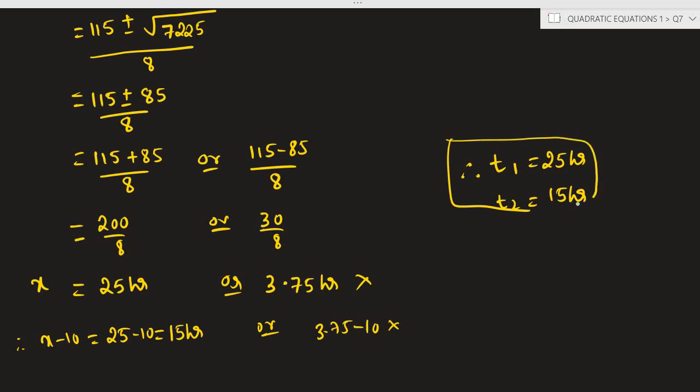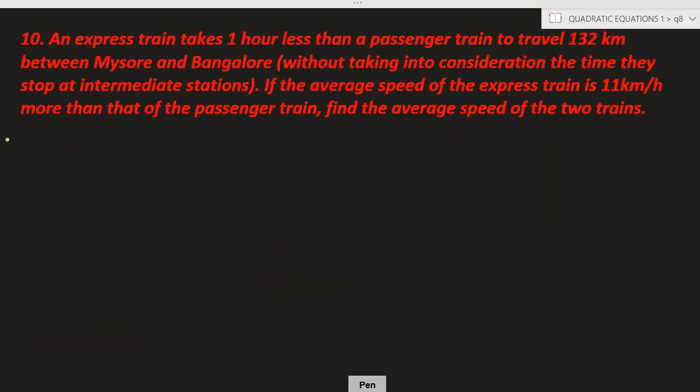Let us go for the next question now. An express train takes 1 hour less than a passenger train to travel 132 km between Mysore and Bangalore. This is Mysore and this is Bangalore. What is the distance between them? 132 km. An express train is there and one more passenger train is there.